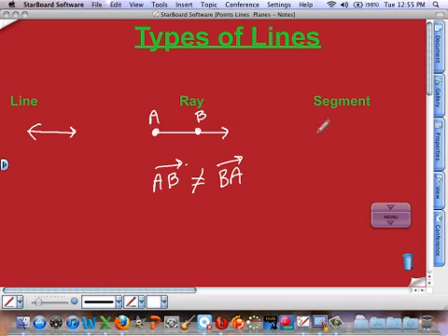Then we have segments. A segment is really, imagine that I literally cut my line at 2 points. That's your segment. It's just a portion of the line. And so we can have segment AB. And we represent segments with just a single line. We'll call that segment AB.